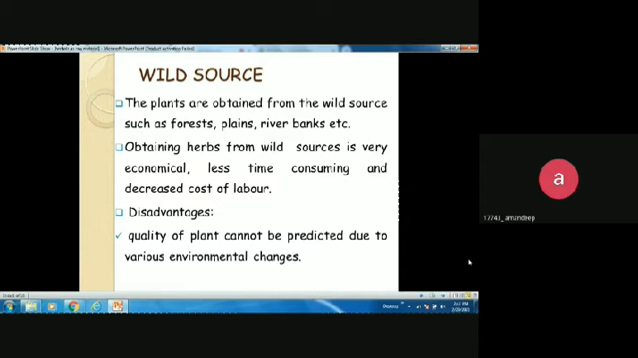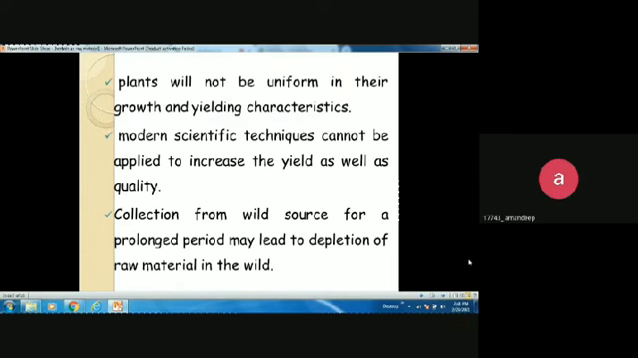Disadvantages of wild sources. Quality of plant cannot be predicted due to various environmental changes. Plants will not be uniform in their growth and yielding characteristics. Modern scientific techniques cannot be applied to increase the yield as well as quality. Collection from wild sources for a prolonged period may lead to depletion of raw material in the wild.